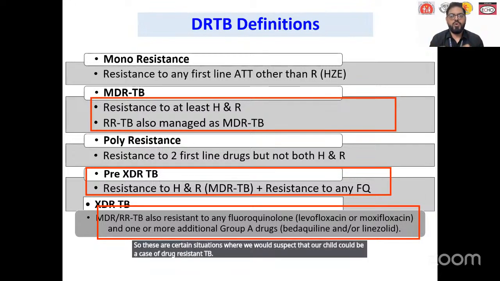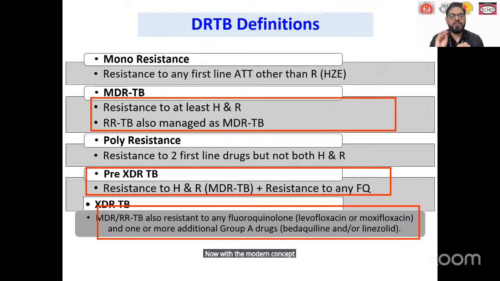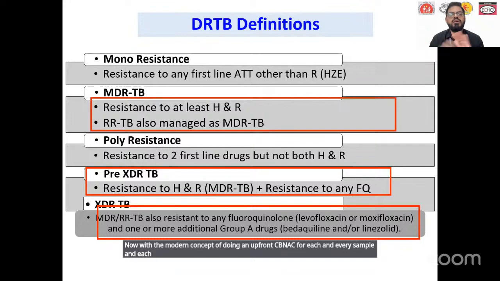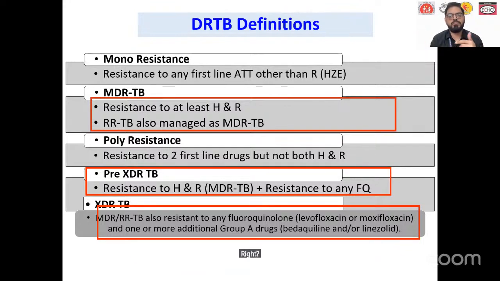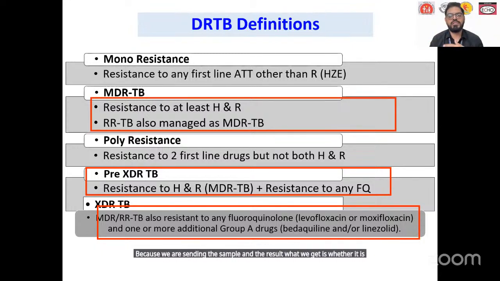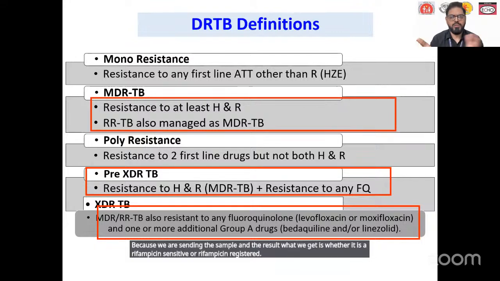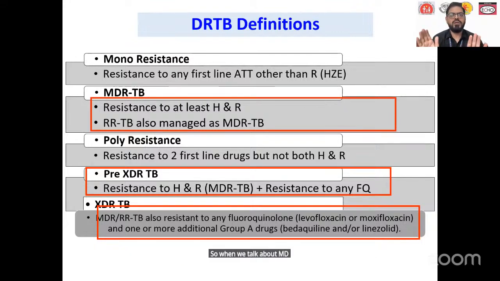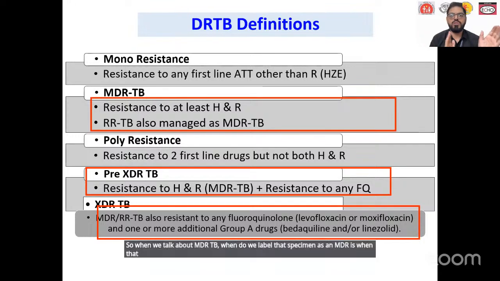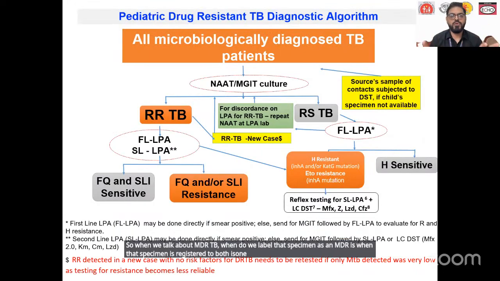Now with the modern concept of doing an upfront CB-NAT for each and every sample and each and every patient, we are screening for drug resistant TB, right? Because we are sending the sample and the result we get is whether it is rifampicin sensitive or rifampicin resistant. So when we talk about MDR TB, when do we label that specimen as an MDR? When that specimen is resistant to both isoniazid and rifampicin. This is a book definition.